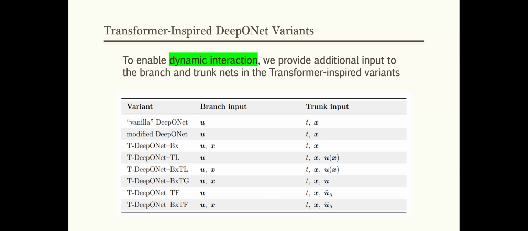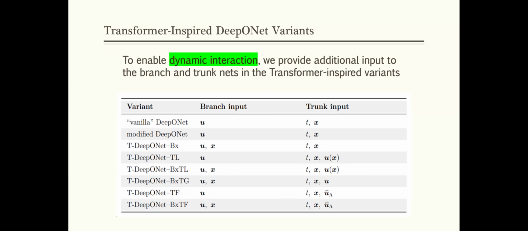The transformer-inspired variants progressively introduce cross-conditioning. For example, it allows the branch to also access spatial coordinates of the query point, which is x, or letting the trunk receive input function information or its Fourier coefficients. For different variants, we have different combinations as summarized in this table. Here in the table, u is the input function. u of x is the value of the input function u at the query spatial coordinate x, and u hat is some leading Fourier coefficients of the input function u.